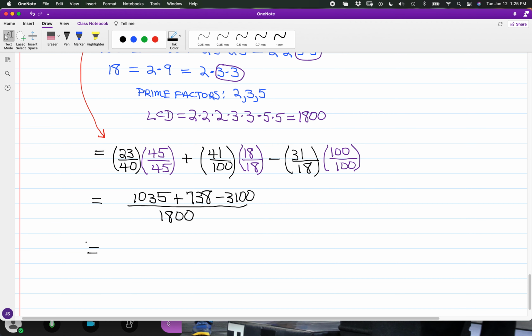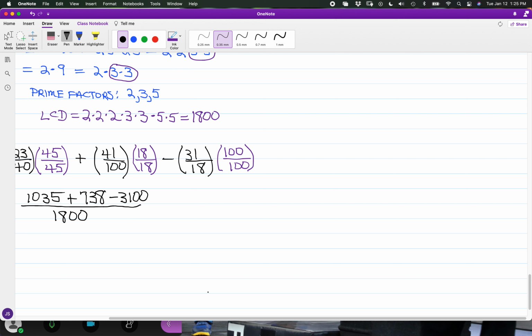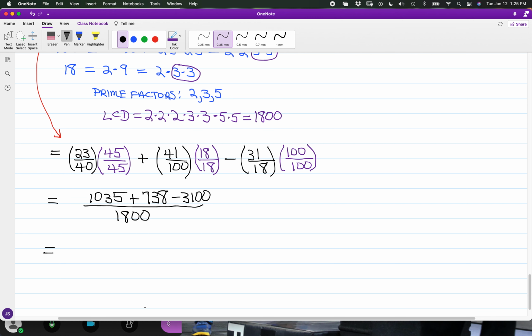And so for what we will have in the mix, so we've got 1035 plus 738 minus 3,100, and in this particular case, this would be minus 1,327 all over 1,800, and that will be the result here.